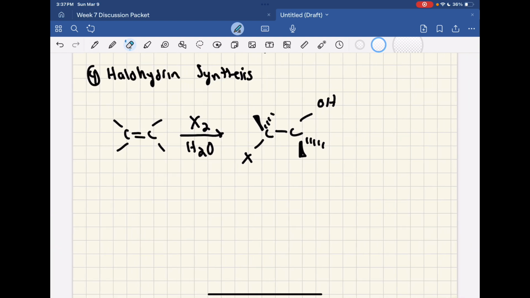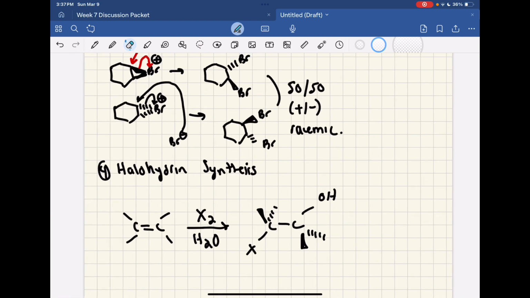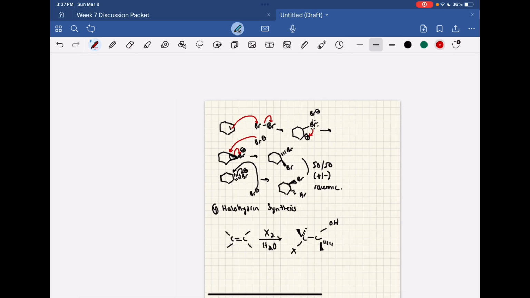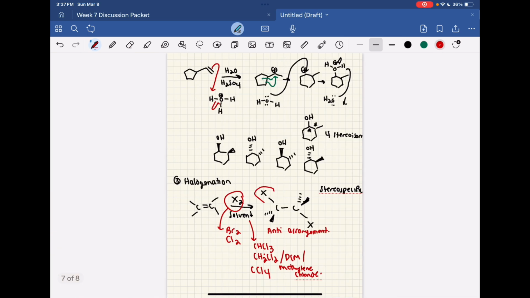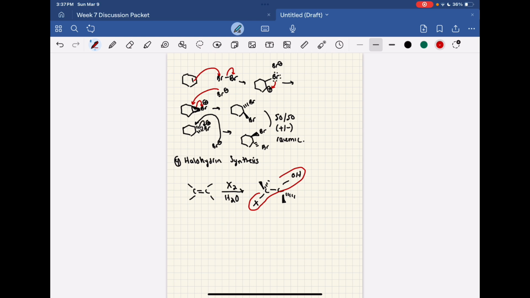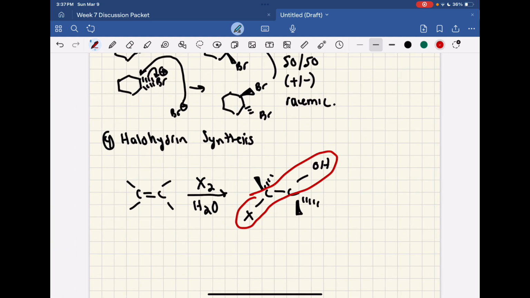So notice before we had X and X trans like that, or anti. Notice we had the halogens, trans or anti from each other. Now the halogen is anti or trans from an alcohol. So an alcohol and a halogen being adjacent to each other is a halo from the halogen part, hydrin part, so halohydrin. Okay, that's what that functional group is.